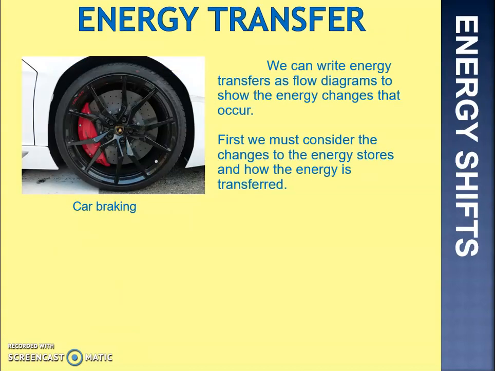Now when we're doing energy transfer, we can draw diagrams, so flow diagrams, to show the energy changes that occur. So first we've got to consider changes to the energy stores and how the energy is transferred. So the example we've got here is a car braking. We start off with kinetic energy. So the car's kinetic energy store is full because the car is moving.